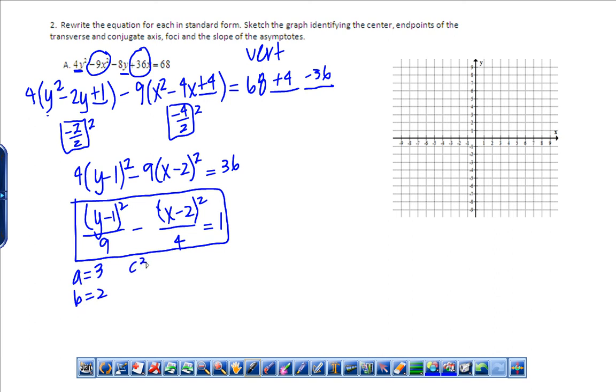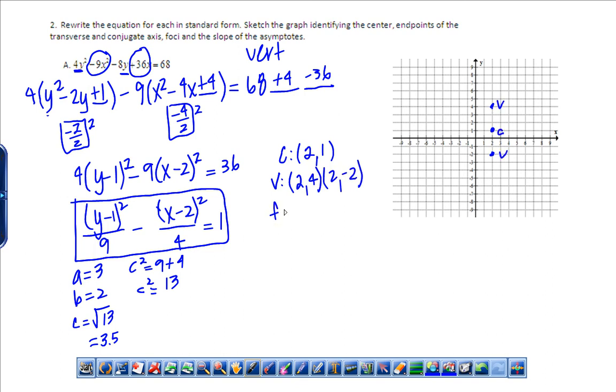If I do my equation, remember adding 9 plus 4, C squared is going to be equal to 13. So C is about, well, it's square root 13. And I'm going to say that is about 3 something. I'm going to round it to like 3.5. Center. This is the hardest thing, or the things that people mess up the most. Your x is second, so this is going to be 2, 1. We're going vertical, so I need to go up and down 3. So this is 2, 4, and 2, -2.